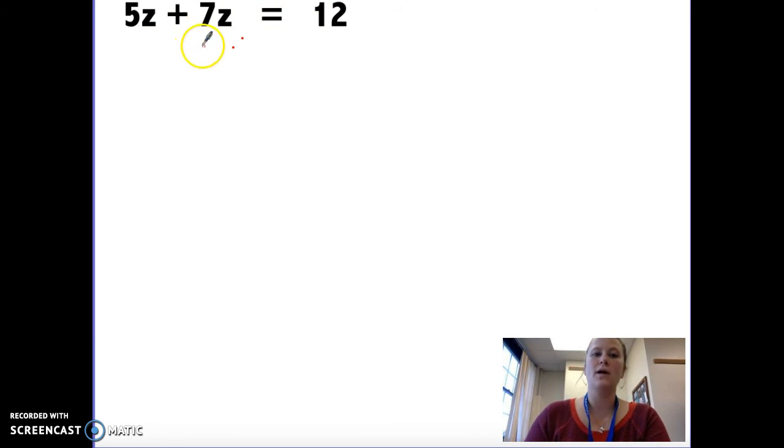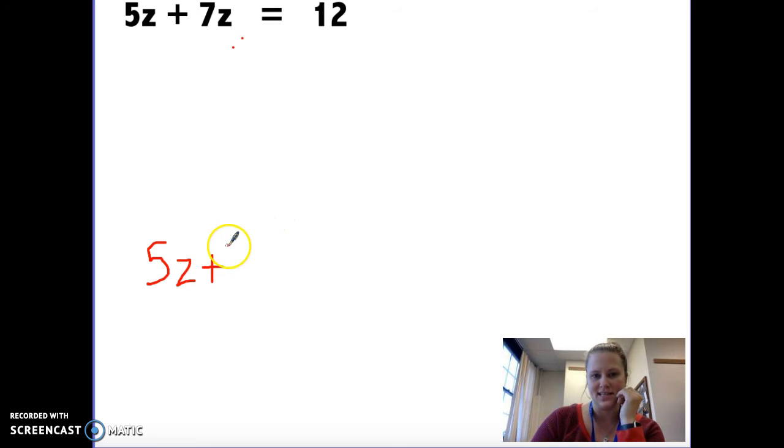Okay, so we want to get the variable on one side. Well, we have a 5z plus 7z. All right, so when we add, we can just add. So it does mean 5 times z, okay? But we can also just add these together. So what's 5 plus 7? 12z, okay?